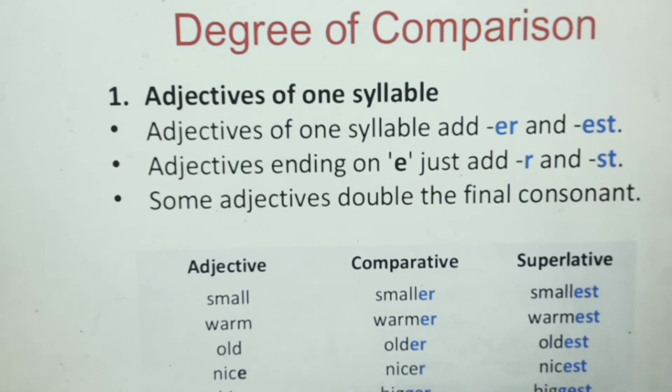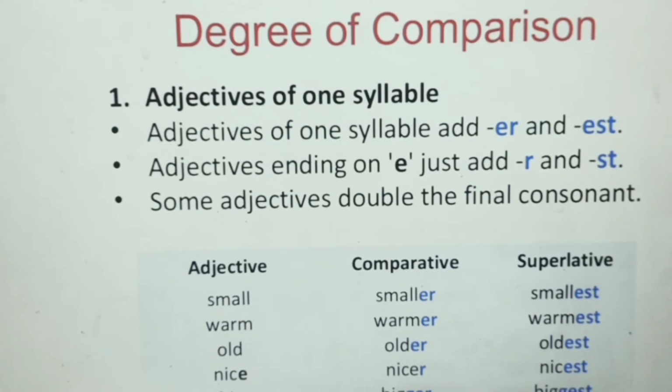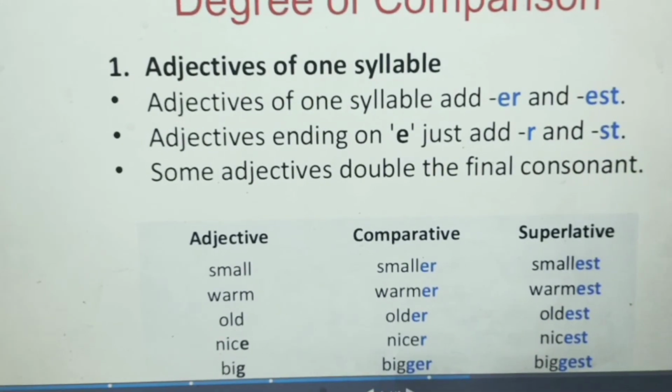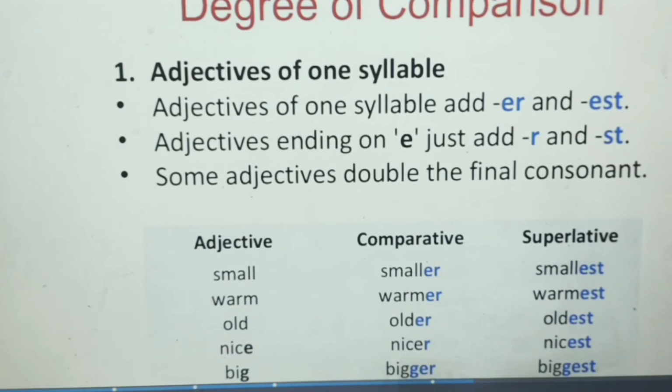Degrees of comparison. Adjectives of one syllable. Adjectives of one syllable add er, est. Adjectives ending with e add only r and st. Some adjectives double the final consonant. Small, smaller, smallest. Warm, warmer, warmest. Old, older, oldest. Nice, nicer, nicest. Big, bigger, biggest.